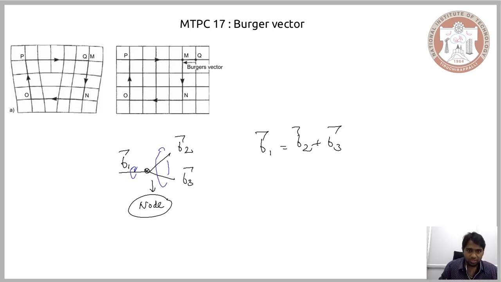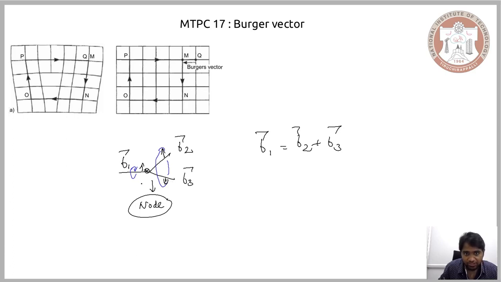So what we have essentially done is construct a Burgers circuit around B1 considerably away from B1, so that the distortion is not much, and we are more or less talking about a regular arrangement of the atoms. Similarly, the amount we have displaced in order to construct this Burgers circuit, we are doing the same for the B2 dislocation separately and the B3 dislocation separately.